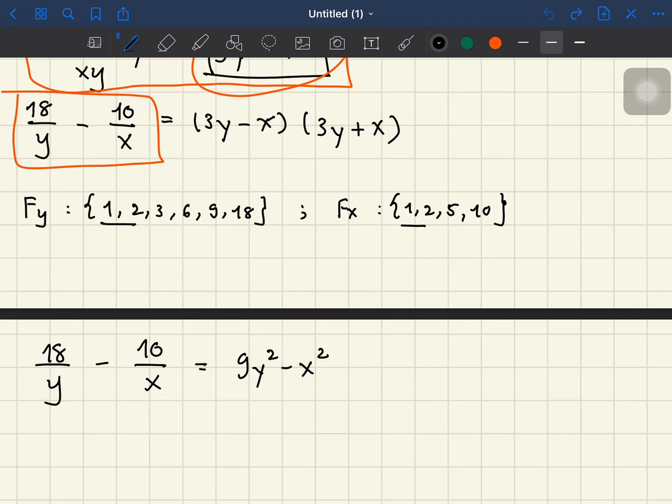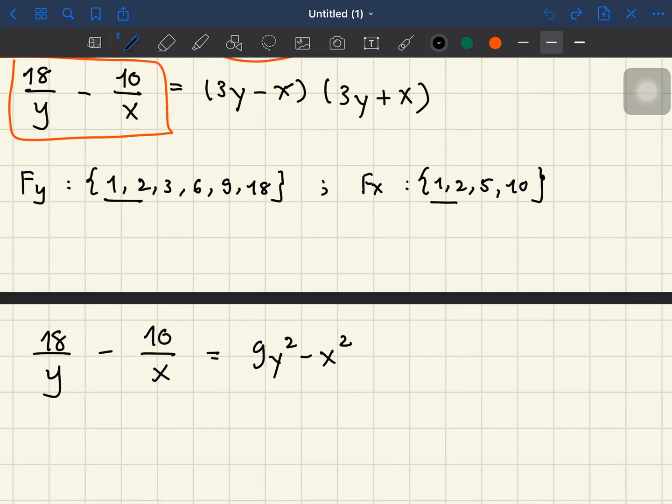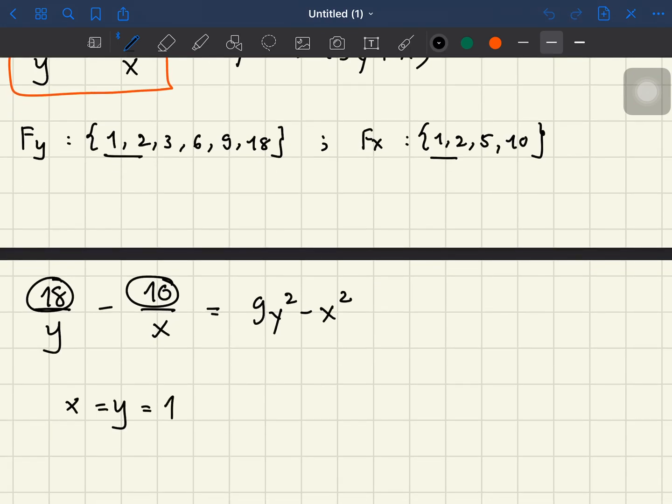However, now it's very easy to have the difference of 8. How? As you can see, there's an 18 and there's a 10. If you do 18 minus 10, you will get 8. And if you do 9 minus 1 here, you also will get 8. So that's why x and y must be equal to 1, because of having the same difference, which is 8.